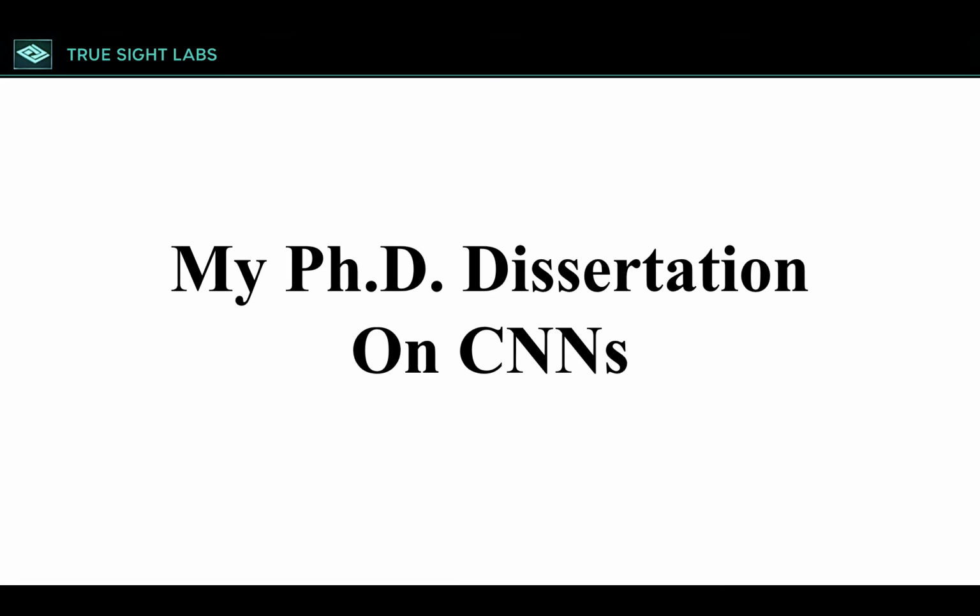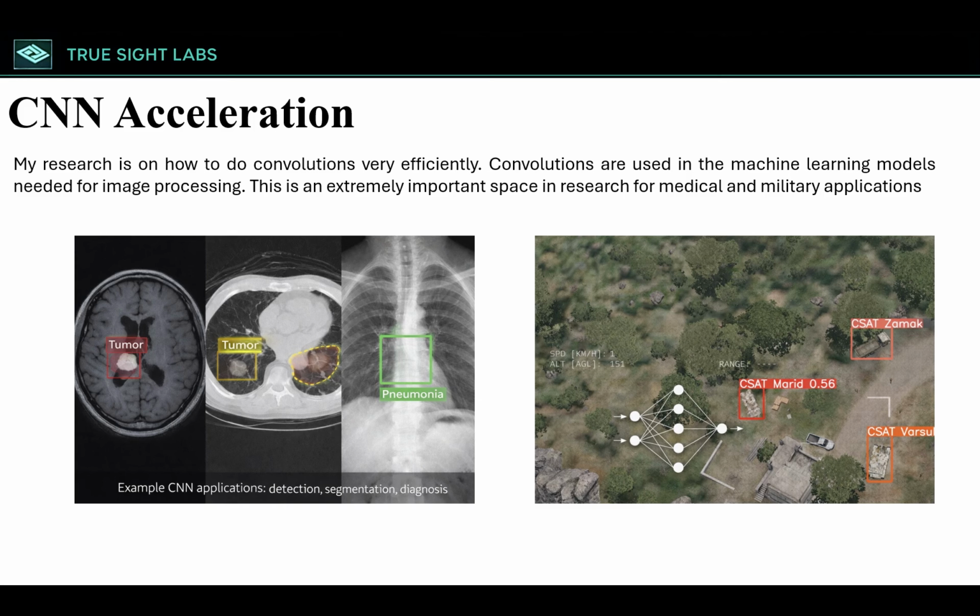So now it's time to discuss my PhD research on convolutional neural networks. This is not going to be a deep dive, but instead will be a high-level summary of how it works. My research is on how to do convolutions very efficiently. Convolutions are used in machine learning models and are needed for image processing.